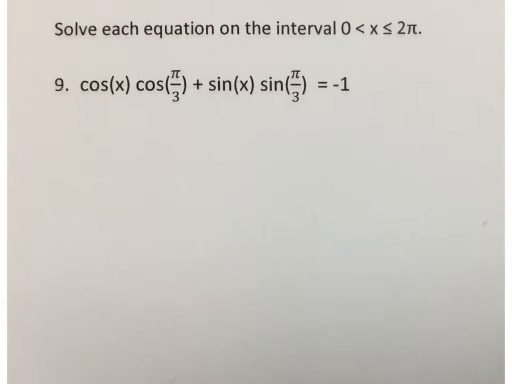Okay, so when we're asked to solve this equation on the interval from 0 to 2 pi, we have the cosine of x times the cosine of pi over 3 plus the sine of x times the sine of pi over 3 equals -1. We want to figure out what angle we can plug into here that makes that true.